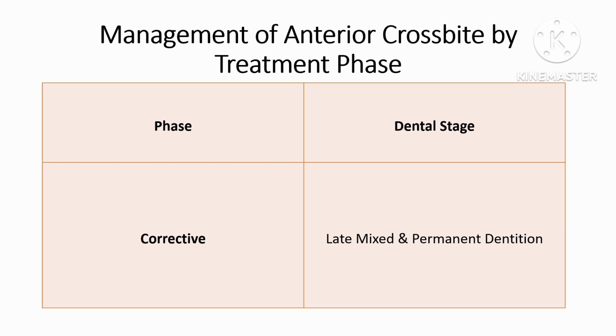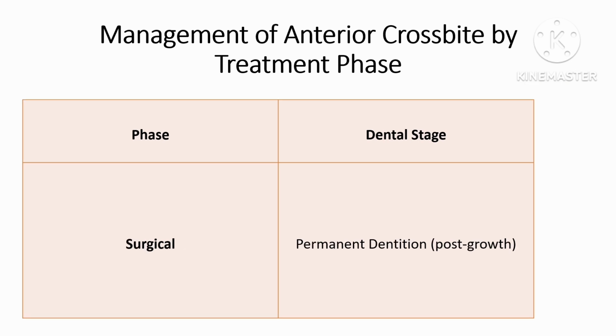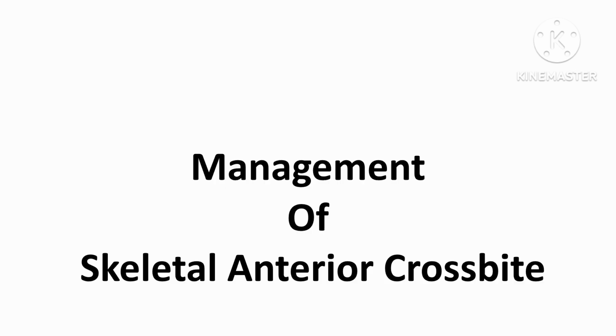The corrective phase is typically during the late mixed or the permanent dentition. Established crossbites are treated using fixed orthodontic appliances, cross elastics, or functional appliances. Finally, the surgical phase is reserved for adults with skeletal discrepancy, where orthognathic surgery combined with orthodontic treatment is required for full correction.